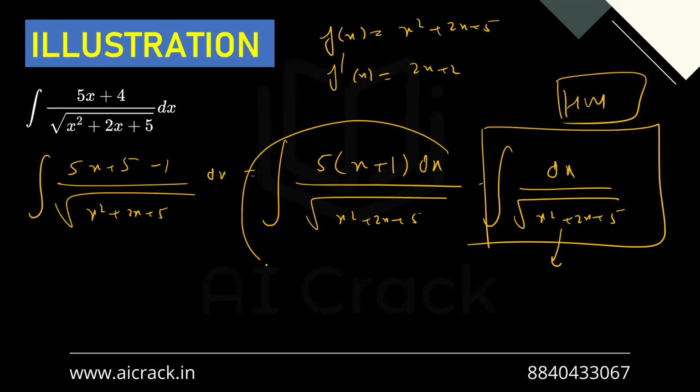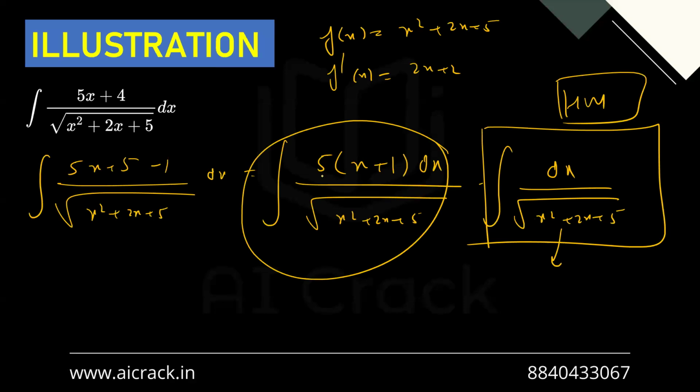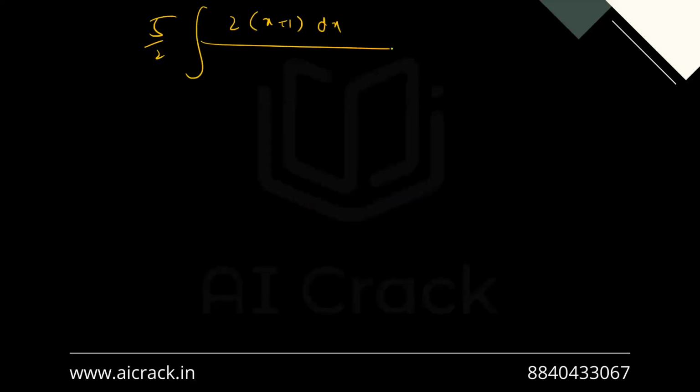Now let's solve this one. I can write this as 5 by 2 times (2x plus 2) dx divided by under root x square plus 2x plus 5. What we have done is multiplied and divided by 2. So 5 by 2 times integral (2x plus 2) dx divided by under root x square plus 2x plus 5. Now I can see that this numerator has become the derivative of the expression under the root.